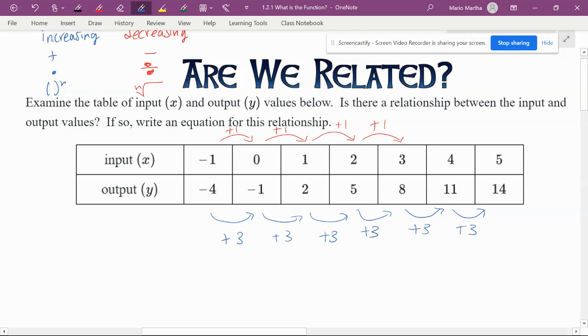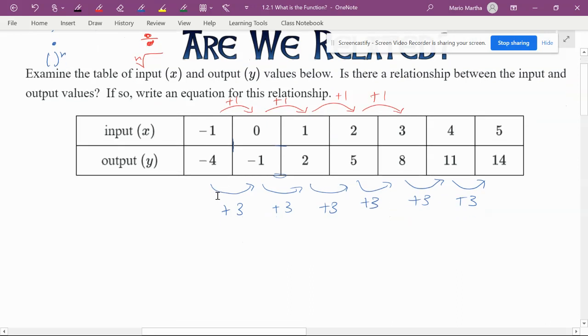Right. So again, there's a relationship between the input and the output values. We would say that for every time we go up 3 on the output values, we go up 1 on the input values. If you notice that relationship, now write an equation for it. So let's try to write an equation.